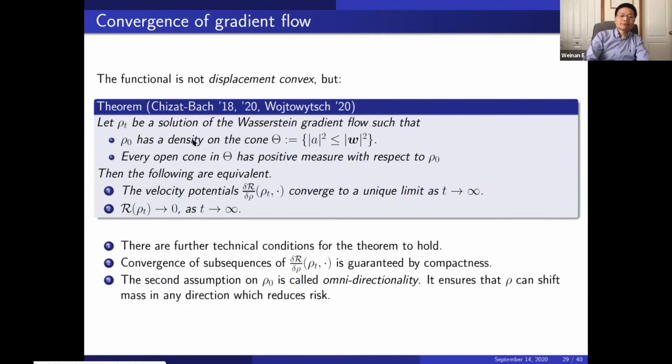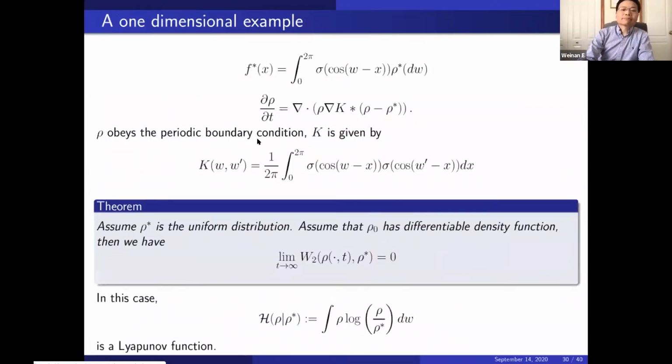and the density has full support, and let's assume that the velocity potential converges. Then we can show that the limit has to converge to zero. That means the population risk has to go to zero. So this is saying that assuming convergence, the limit has to be zero. It has to converge to the global minimum. The bad thing about this is that you have to assume convergence. The good thing about this is that it reveals something important in practice, namely the initial condition. It makes a difference whether your initial condition has full support or not.